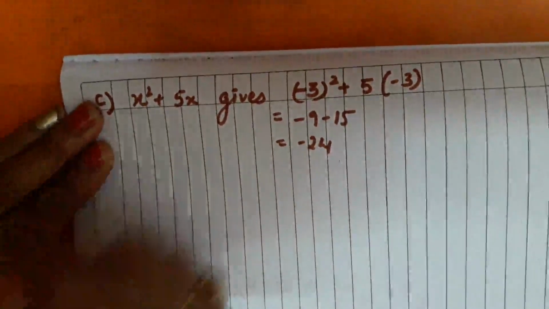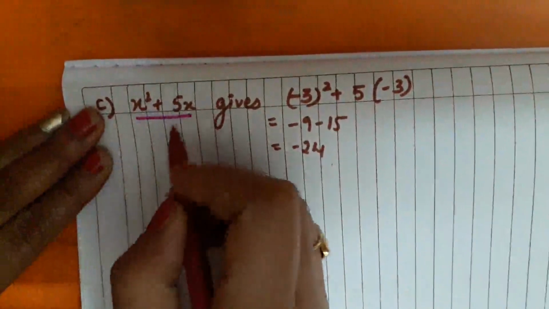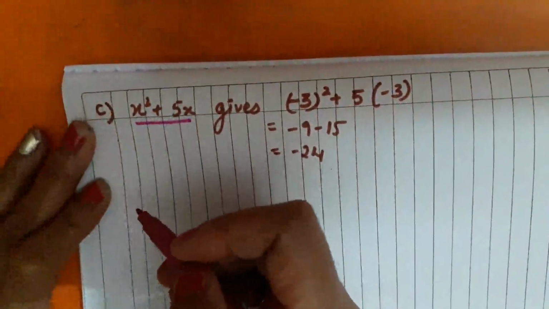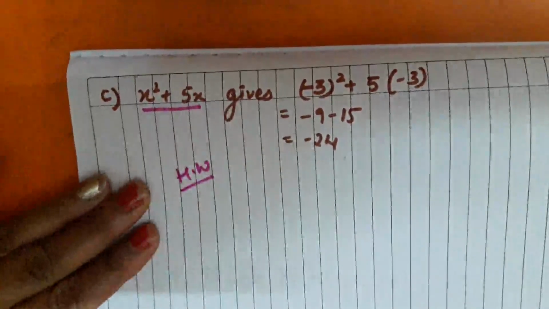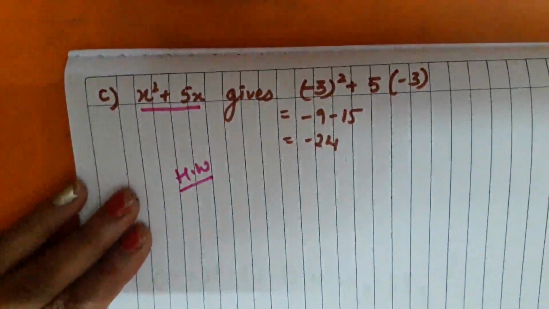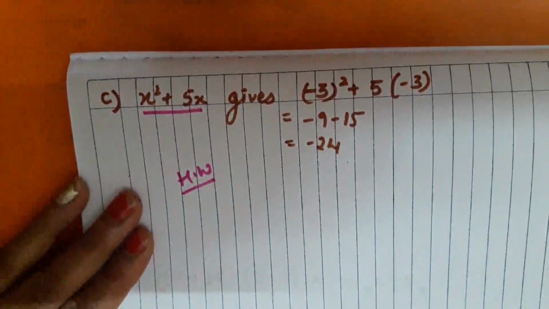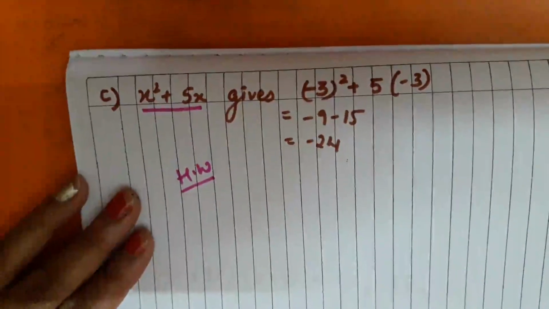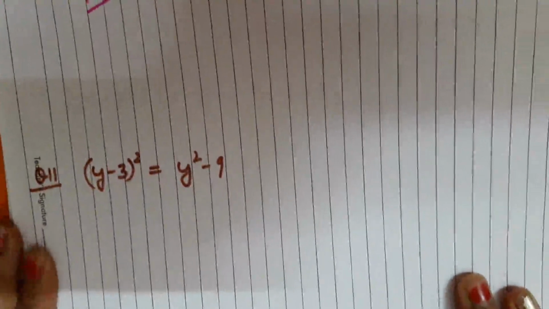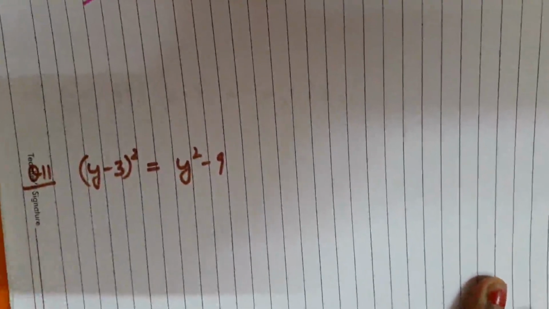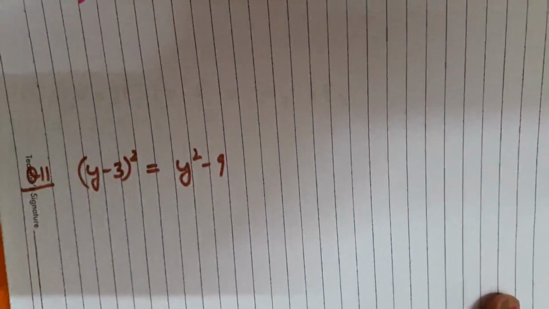X square plus 5x. So this expression is there. Again we need to put -3 and then we need to check. So this part I am giving you as homework. I hope you all are able to do this particular question as homework like we have done the previous one. Okay, now let's see question number 11. Question number 11 is the same question, like we need to find the errors and we need to correct them.